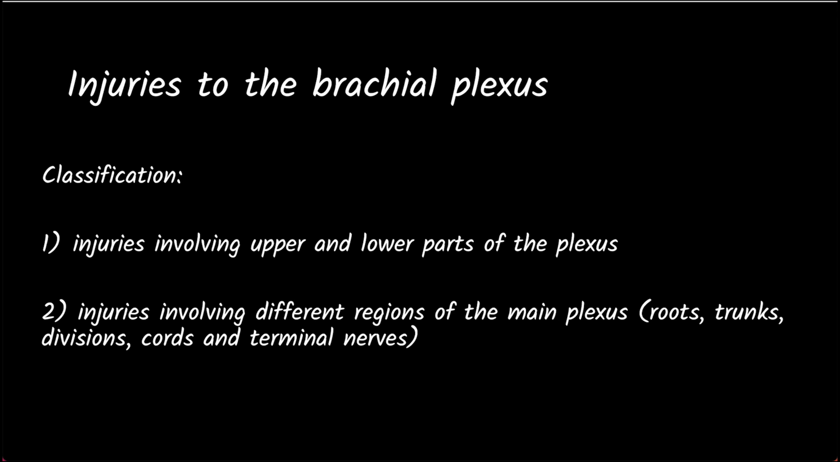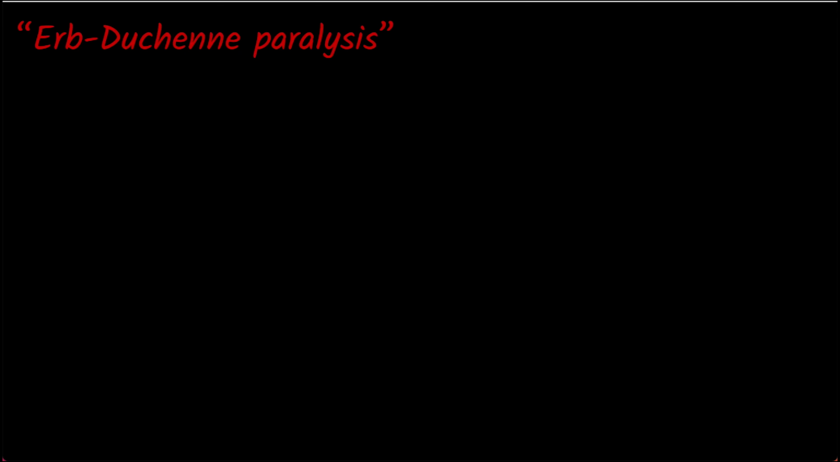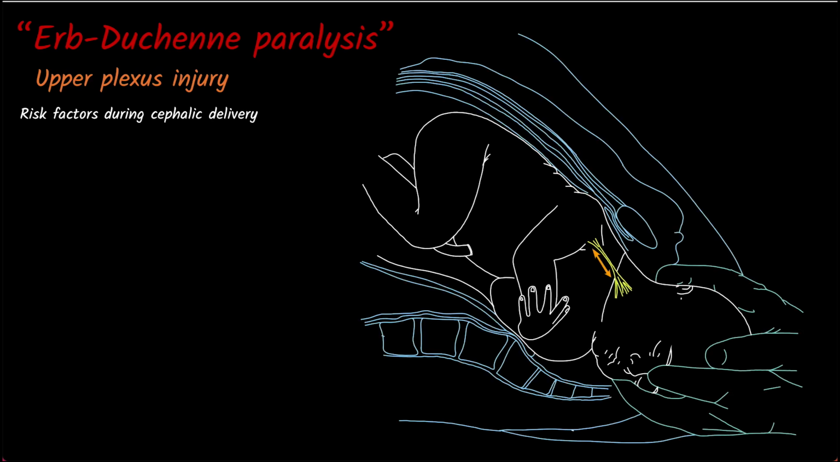Today we'll be talking about only the injuries which are affecting the upper and the lower part of the brachial plexus. So, Erb-Duchenne paralysis is the injury which is affecting the upper part of the plexus, and I'm taking an example of a neonate. So, let's look at this. What are the risk factors which occur during the cephalic type of delivery, during a normal delivery? Look at this child. Now, let's first look at the risk factors.